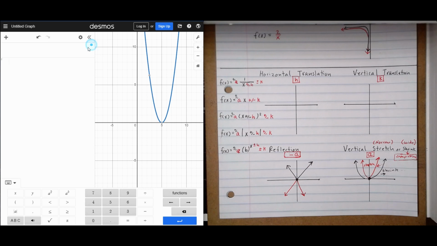So let's delete these and let's just show you another one. Let's do our absolute value. So I'm going to put my absolute value. Let's do x and let's do plus 3.